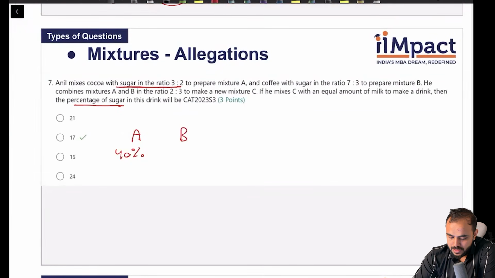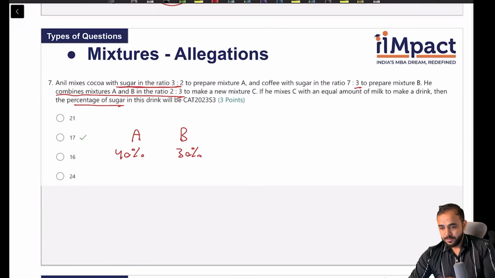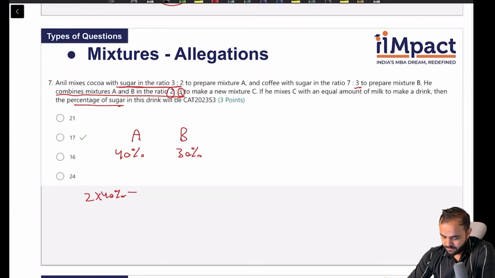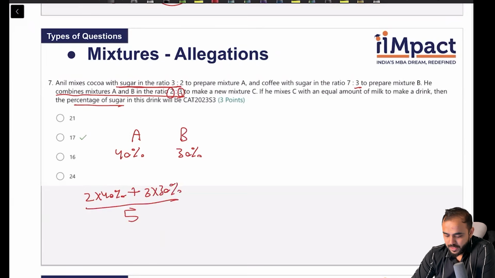B has 3 by 10, 30% sugar. These are combined in a 2 is to 3 ratio. Now, what you could have done is directly written the weighted average. These are the weights. So 2 into 40%, plus 3 into 30%, divided by the sum of the weights. This should give me the concentration in this mixture C, which would be 120 plus 80 plus 90, that is 170 divided by 5, or 34%.